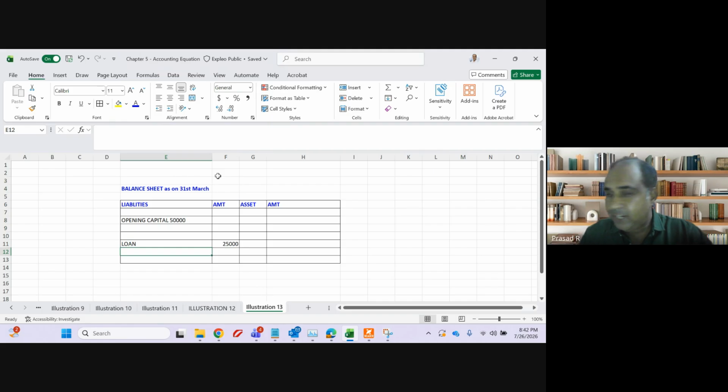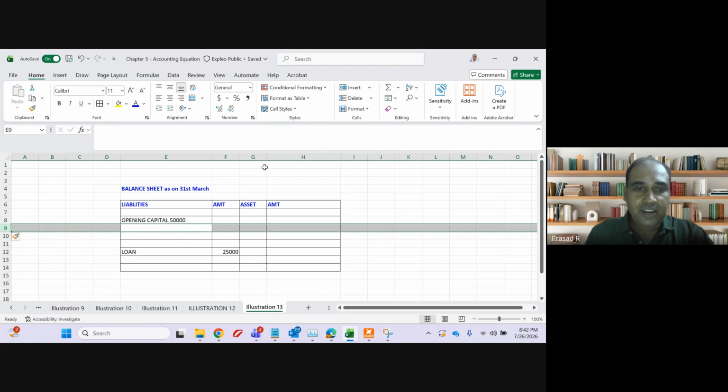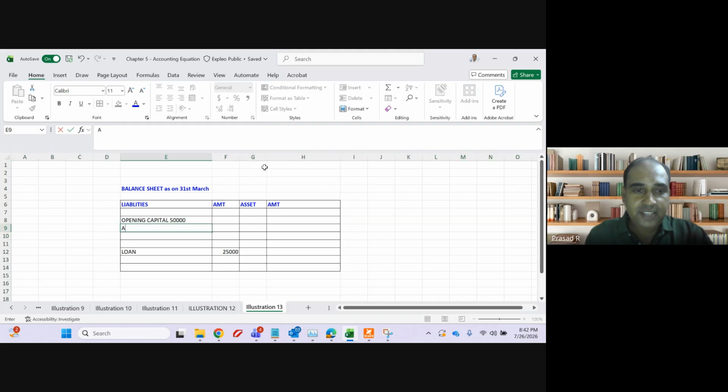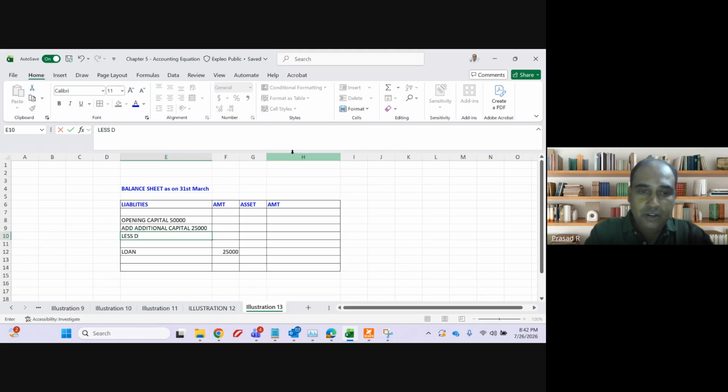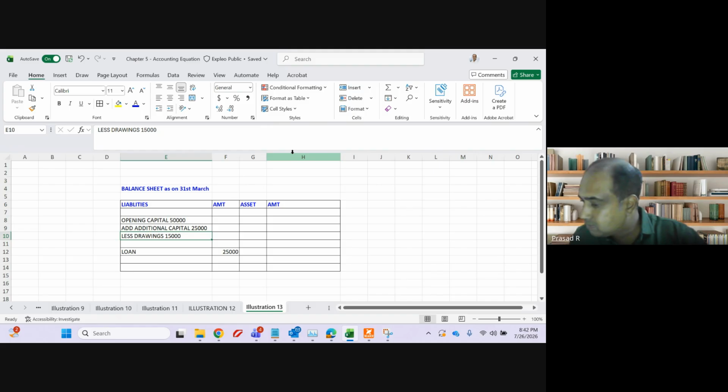During the year, she had introduced further capital. Additional capital will increase capital or decrease capital? Increase capital. Add additional capital, 25,000. Withdrawn 15,000 drawings, less drawings. Drawings will increase capital or decrease capital? Decrease. Minus. 15,000. Opening capital plus additional capital, less drawings.